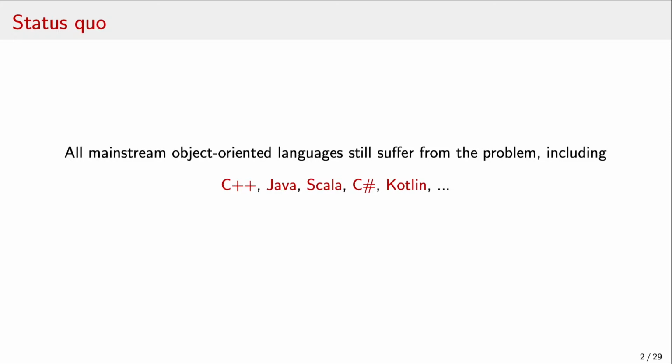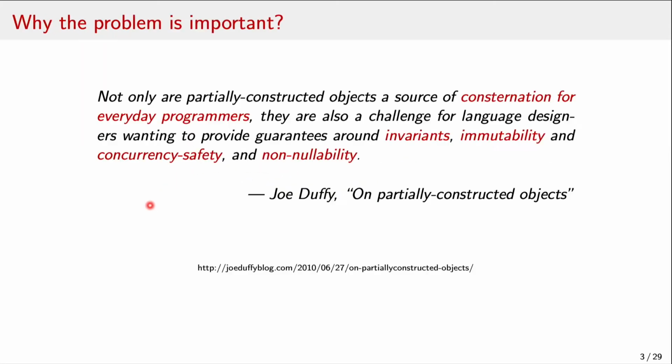Unfortunately, 50 years after the introduction of object-oriented programming, mainstream programming languages such as C++, Java, Scala, C#, etc. are still suffering from initialization errors. Joe Duffy, a former compiler engineer at Microsoft, in one of his blog posts wrote, quote, "Not only are partially constructed objects a source of consternation for everyday programmers, they are also a challenge for language designers wanting to provide guarantees around invariance, immutability, concurrency safety, and nullability."